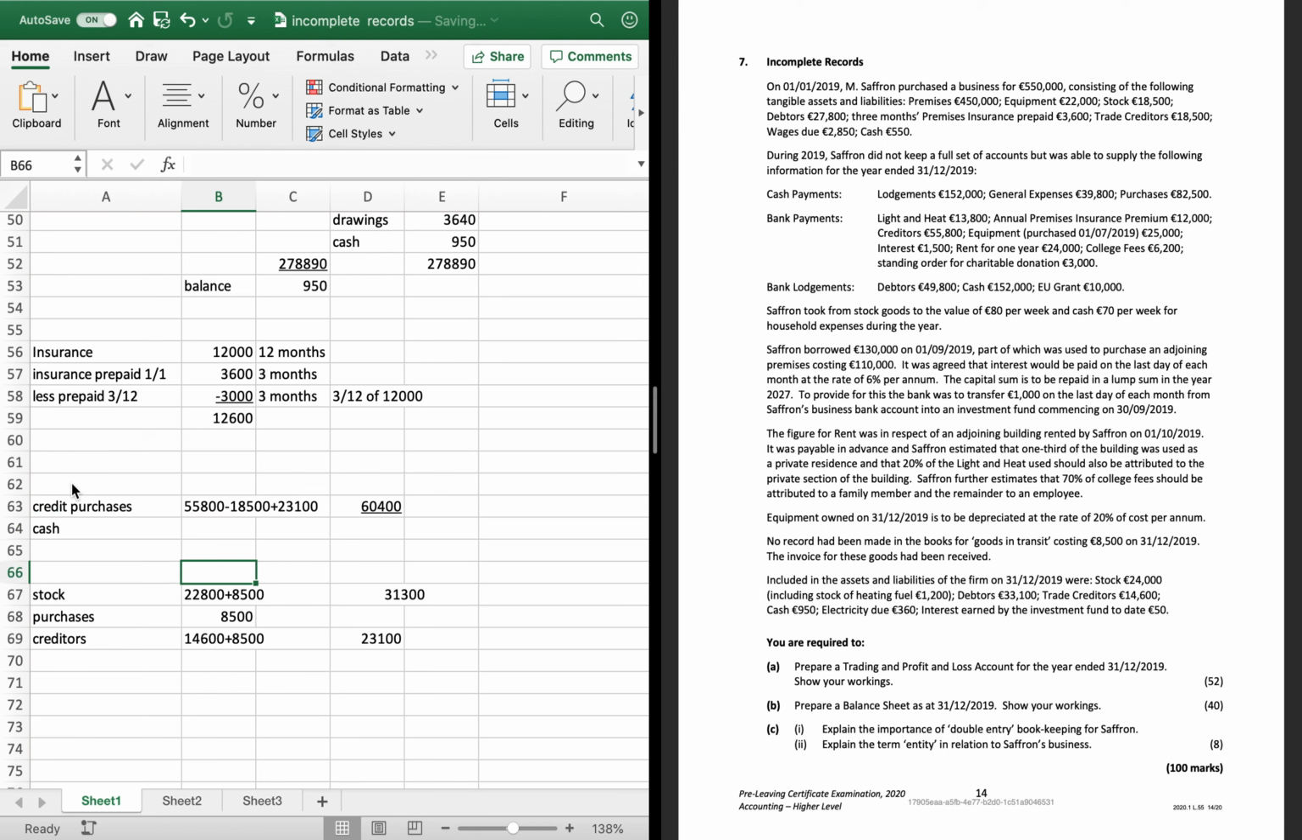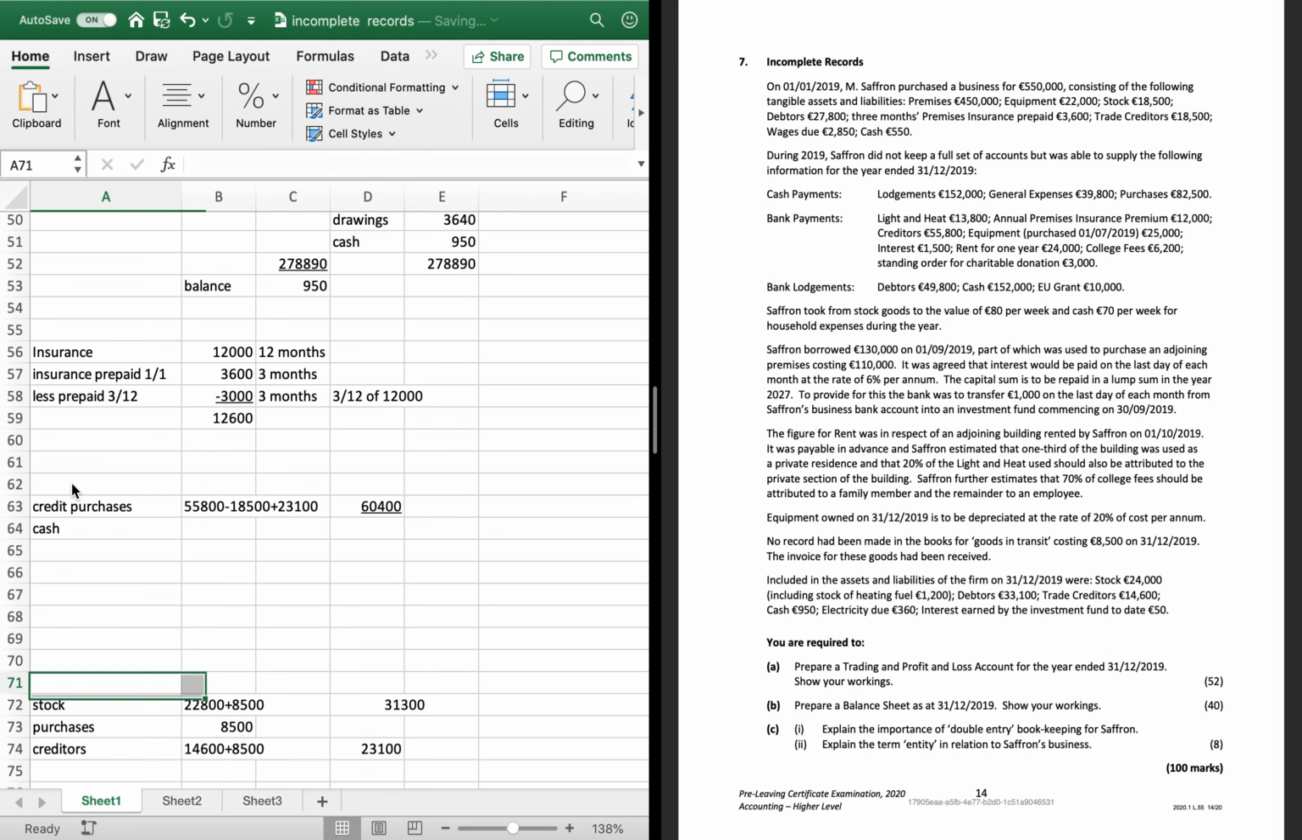Okay, our cash purchases then. Let me just move this down a little bit. Our cash purchases will be given to us in the question. This is 82,500. So we'll add those two together, and that gives you your total purchases of 142,900.